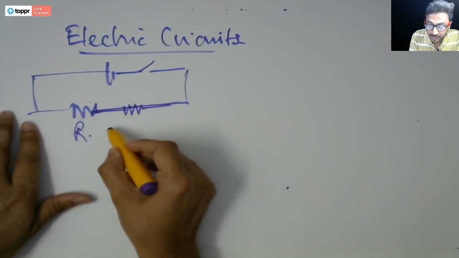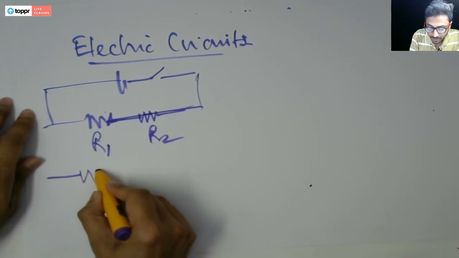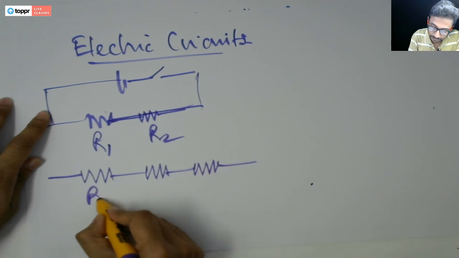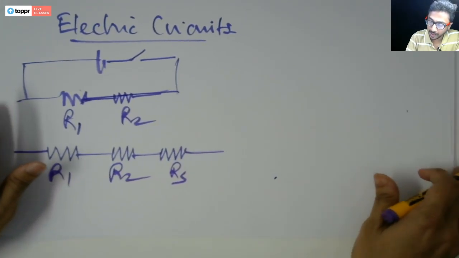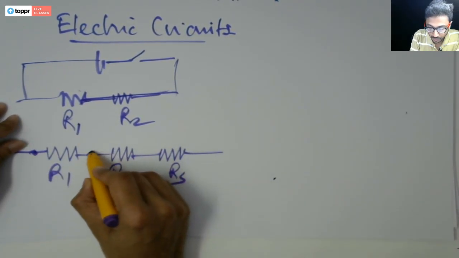This combination you know is called the series combination. That is when the resistances are joined like this. Joined like this means what? Let us try to understand.